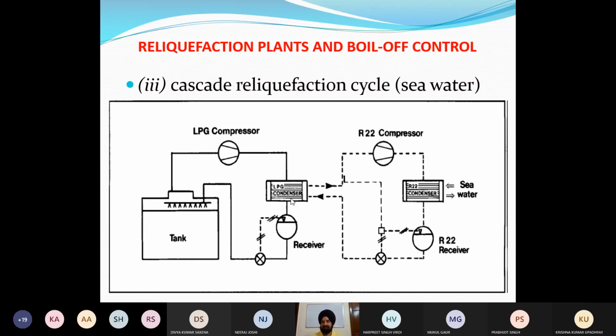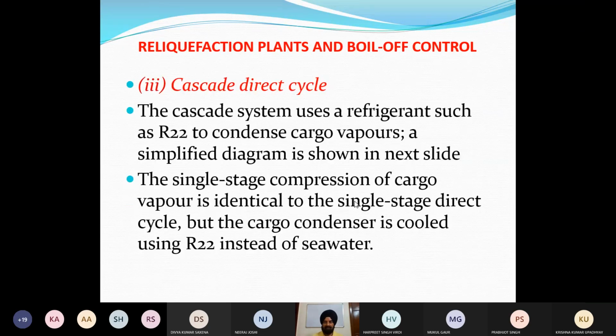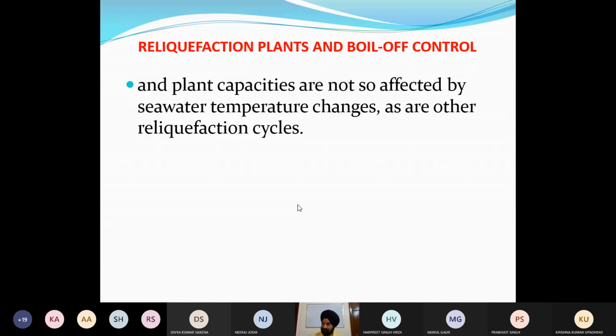Of course, it is fitted on some ships where the requirement is there. So this is what is called the cascade system. It is a totally independent system which is cooling this condenser instead of cooling it by seawater or an intercooler. Naturally, here the cooling will be more effective and then it goes back as a liquid into the tank. So this is the cascade system. You can draw a diagram of any one of them.